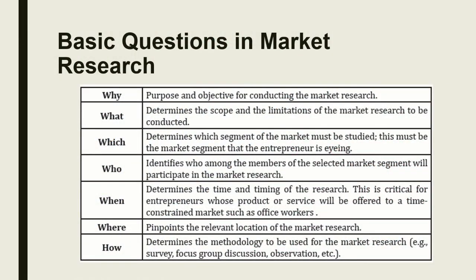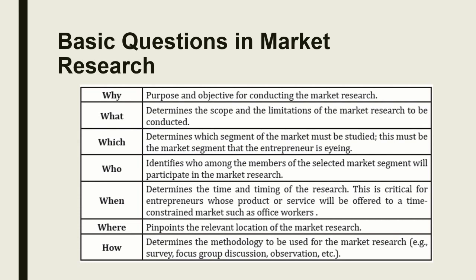The first is why. So the goal here is to answer the purpose and objective for conducting the market research. Next is what. So this determines the scope and the limitations of the market research to be conducted. So next is which. So this determines which segment of the market must be studied. So this also must be the market segment that the entrepreneur is eyeing.